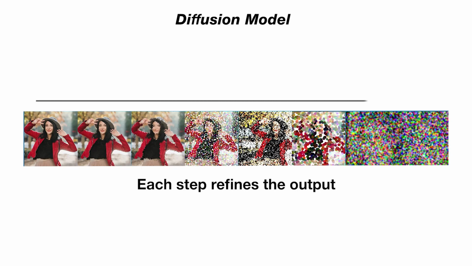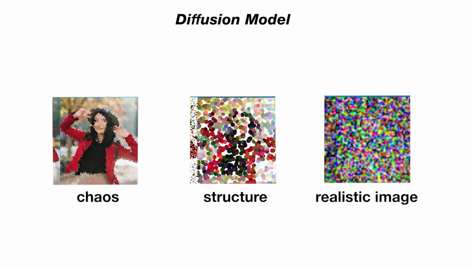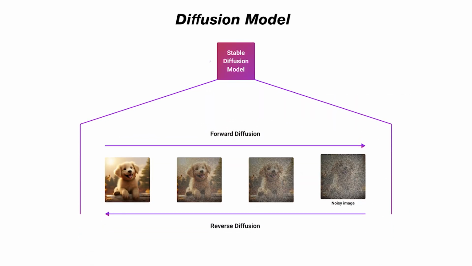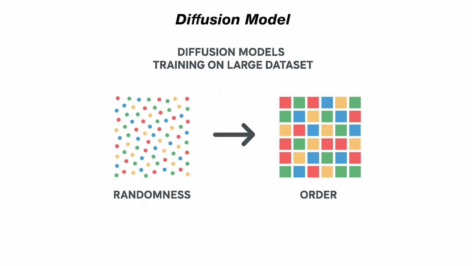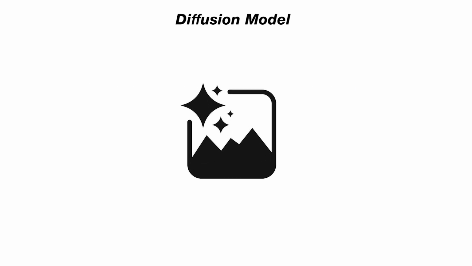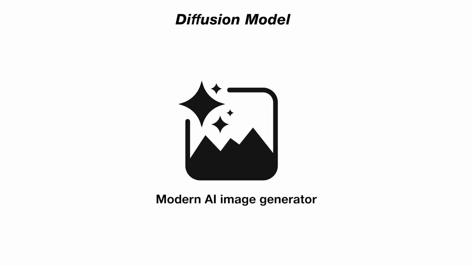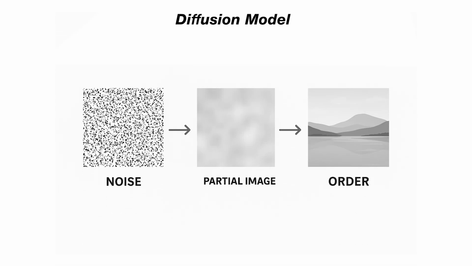Each step refines the output, moving from chaos to structure until a coherent, realistic image emerges. This stepwise approach allows the model to learn patterns, textures, and details without directly memorizing examples. By training on large data sets, it understands how data evolves from randomness to order. In essence, diffusion models turn noise into creation. They form the foundation for every modern AI image generator, from art tools to advanced research models, demonstrating how controlled randomness can produce highly realistic outputs.